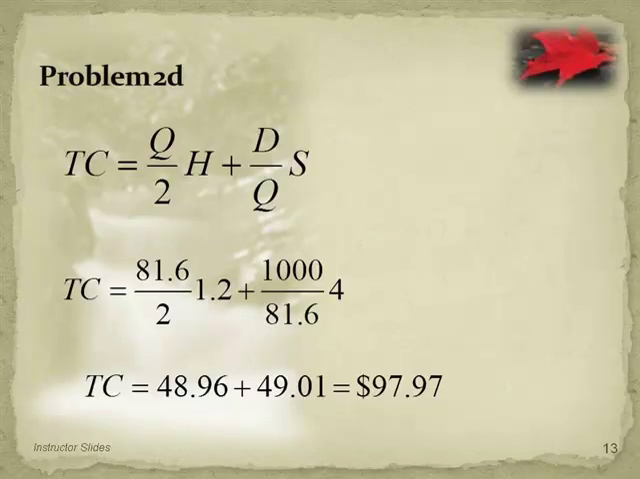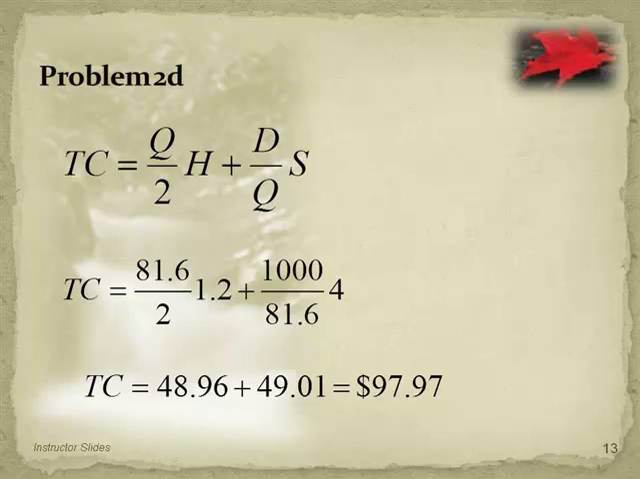The last thing we need to do is calculate the total cost of ordering and carrying the inventory for this item, crust. The formula is shown at the top. Q over 2 times H is the portion of the total cost related to the inventory carrying cost. D over Q times S is the portion of the total cost related to the ordering cost.